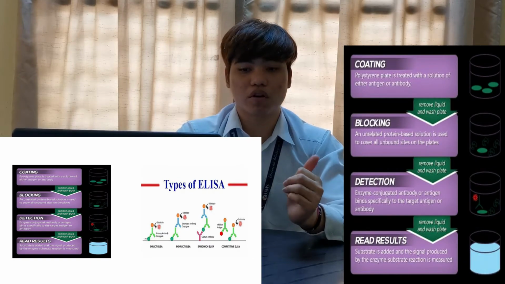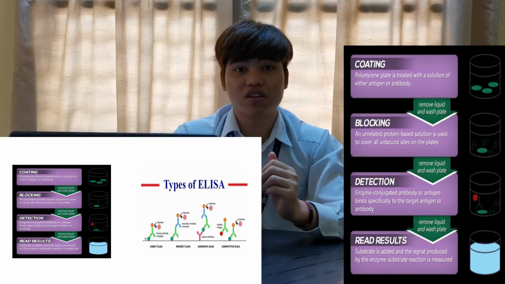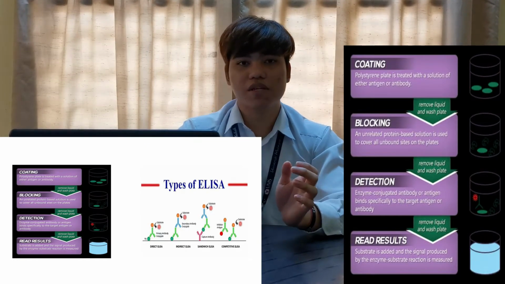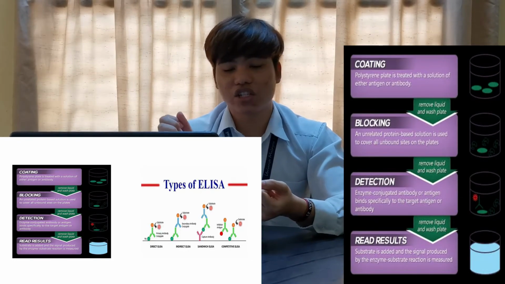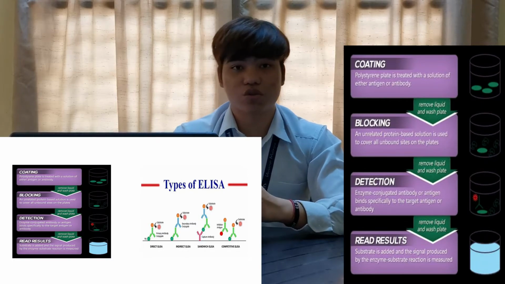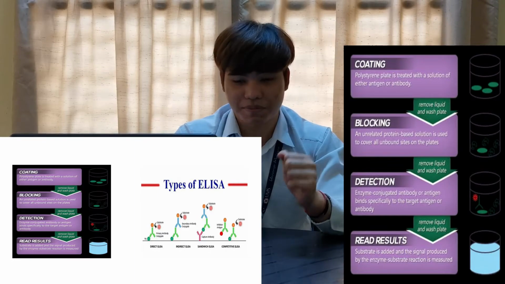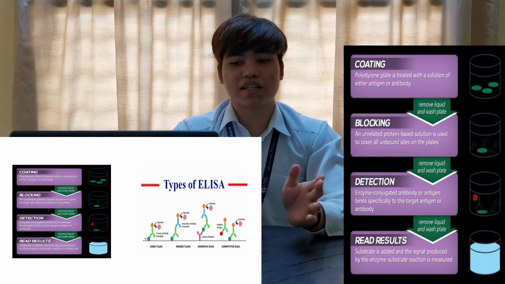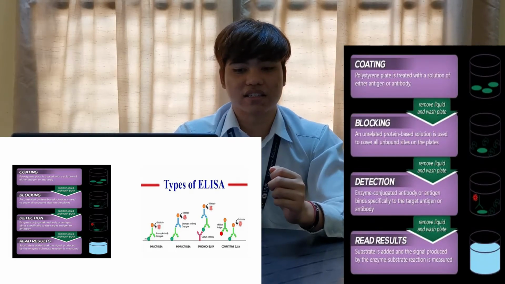So next is the blocking. Blocking deals with unrelated proteins. A protein-based solution is used to cover all unbound sites on the plates. So that means the sample with complementary antigen and antibodies will attach to the antigen or antibody at the surface of the plates. Then after that, the next step is to remove the liquid and wash the plates again.